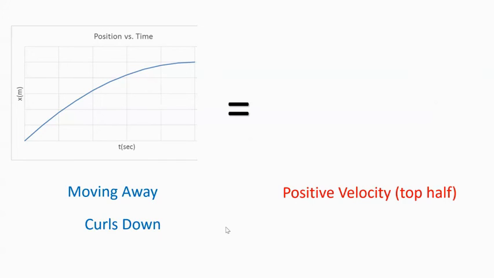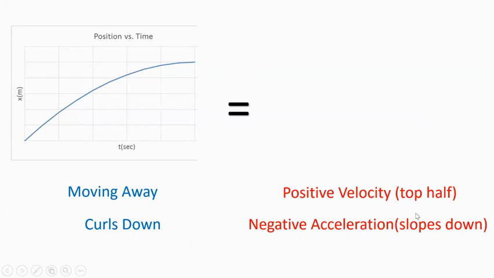Right, what about the curl of the line? Well, this one is curling downwards. If you continue this pattern, you can imagine that it's part of a frowny face, not a smiley face. So that means you have a negative acceleration. What would a negative acceleration look like on a velocity graph? It would be a line sloping downwards from left to right. So it's going to be in the top half of the graph, and it's going to slope down.